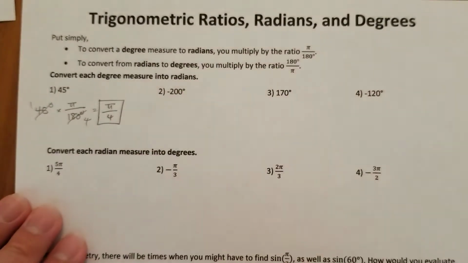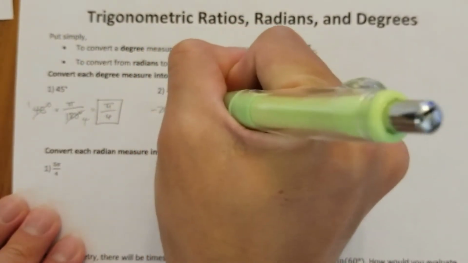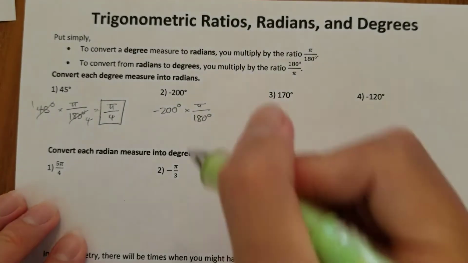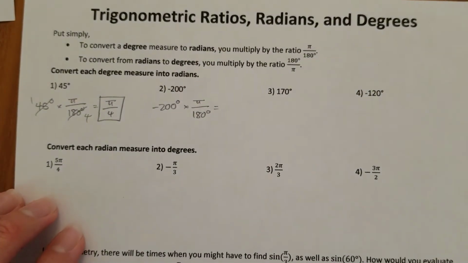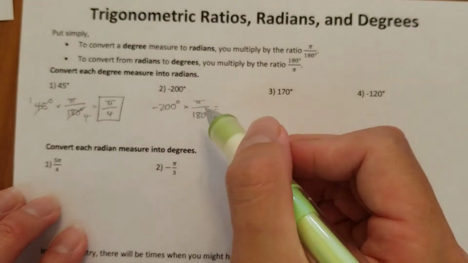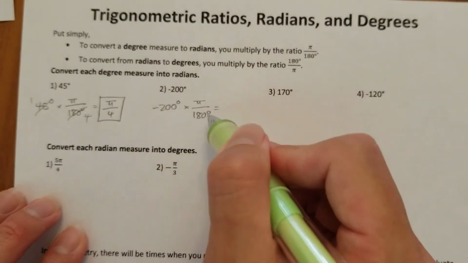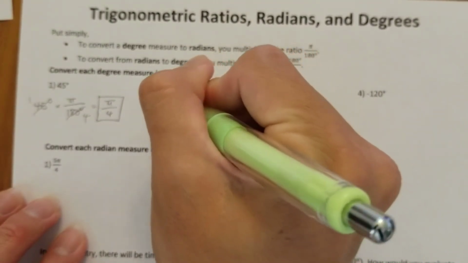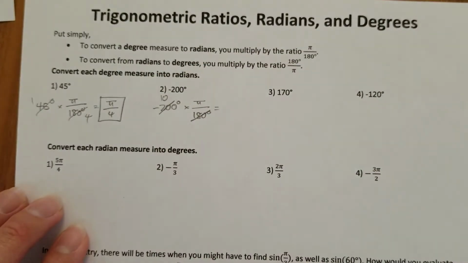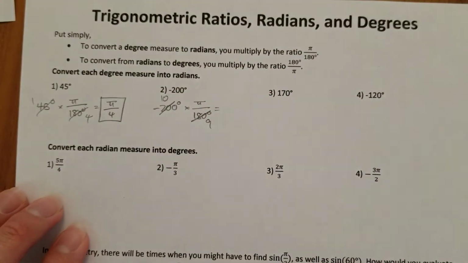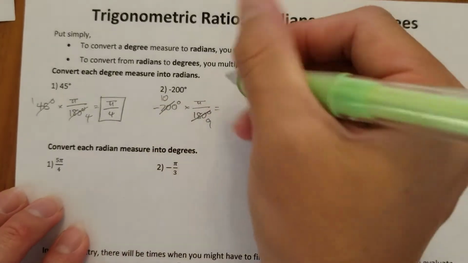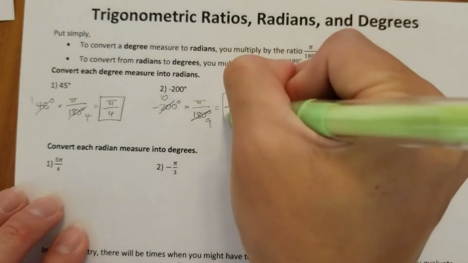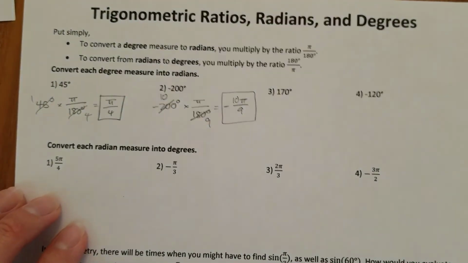Okay, this one, negative 200 degrees times pi over 180 degrees. We're just converting these degree measures into radians. What I see here is a common factor of 20, because 200 divided by 20 is 10, and 180 divided by 20 is 9. So in order to convert this into radians, it's just negative 10 pi over 9. That's it.